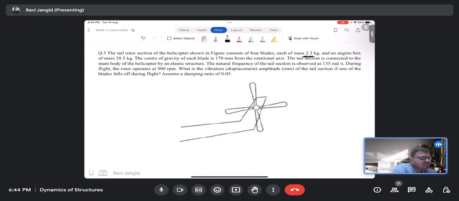During the flight, the rotor operates at 900 rpm. What is the vibration amplitude of the tail section if one of the blades falls off during the flight, where the damping is given as 5%? Did you understand the question?